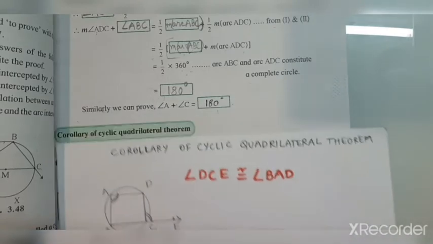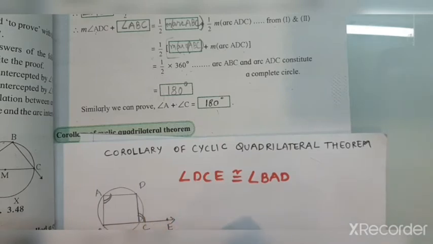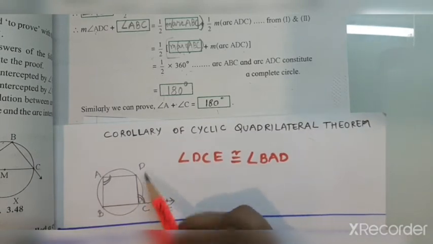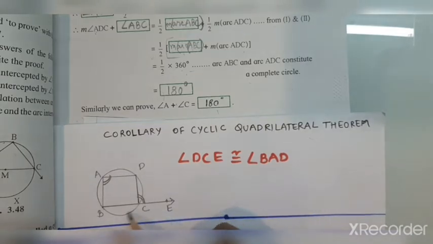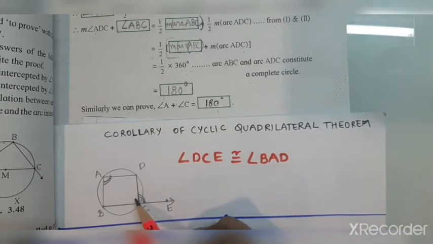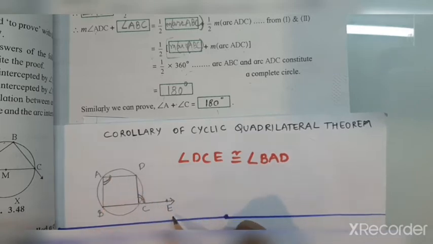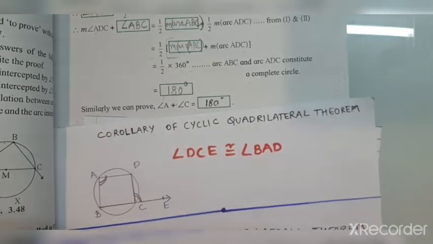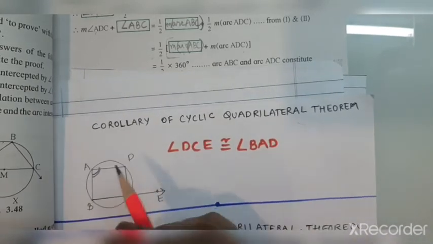That is the angle which is the exterior angle. This exterior angle is congruent to the angle opposite to the angle adjacent to this exterior angle. Which is the angle adjacent to the exterior angle? This particular one, and the angle opposite to it is this. So BAD is congruent to DCE. And this proof you can write. It's not given in the textbook, and you all have to do it.